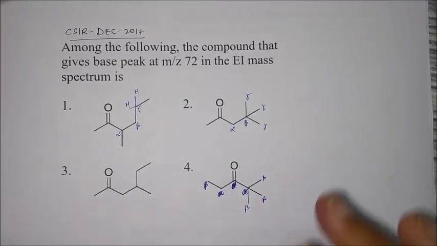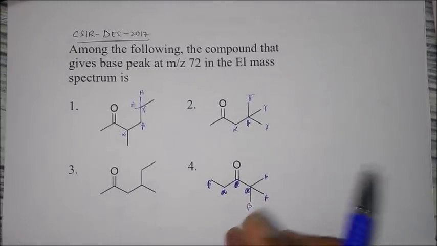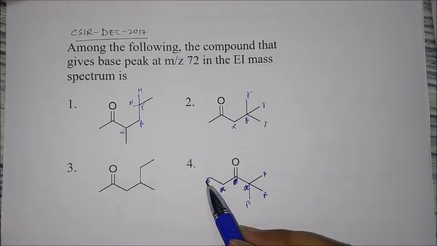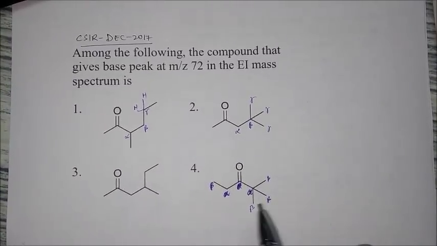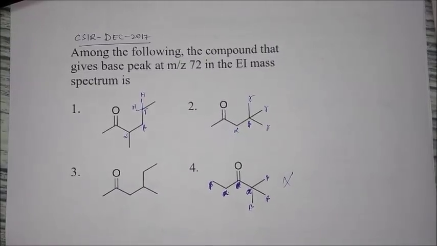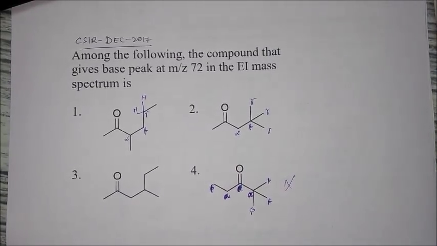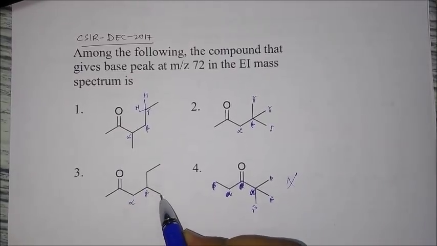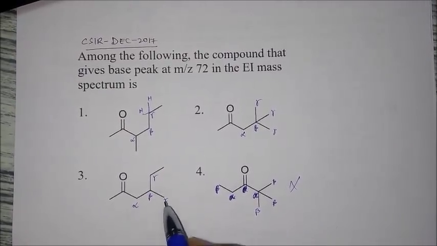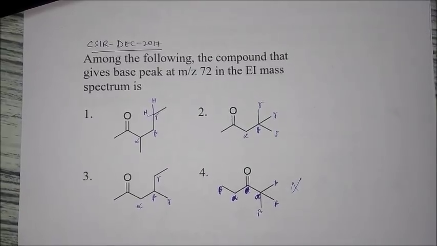So there is no gamma here, okay. So only alpha and beta hydrogens are here, so this cannot undergo McLafferty rearrangement, so just eliminate this. Now let's check it out for this. So alpha, beta, gamma, and gamma, we are having 2 gamma and 2 potential answers here.